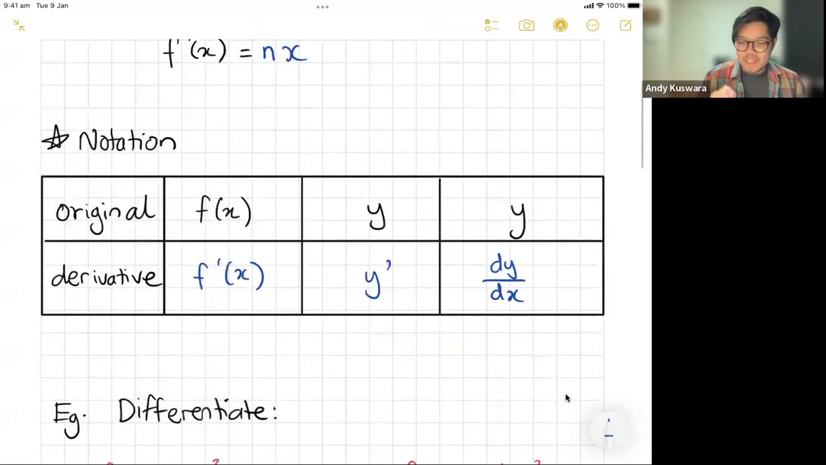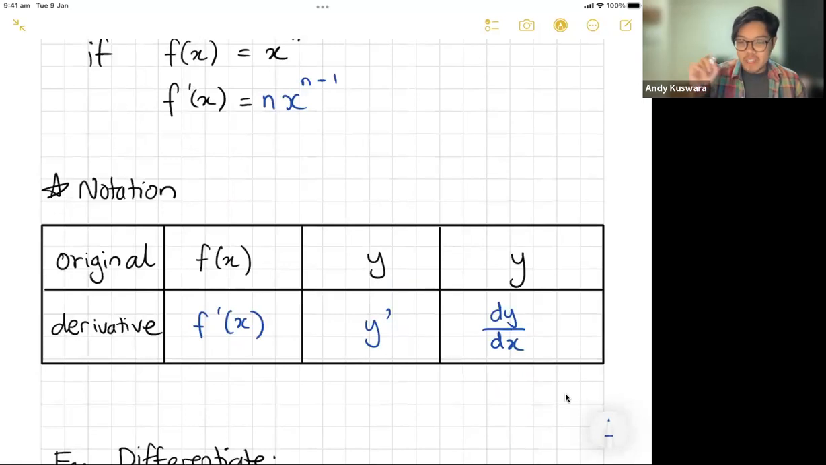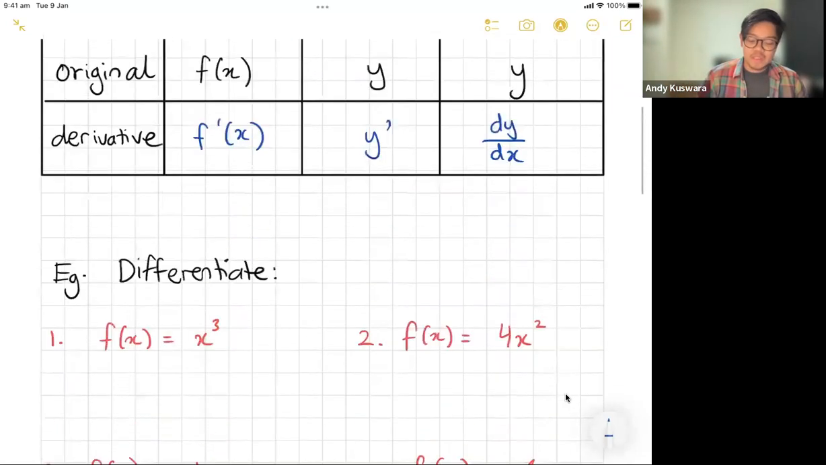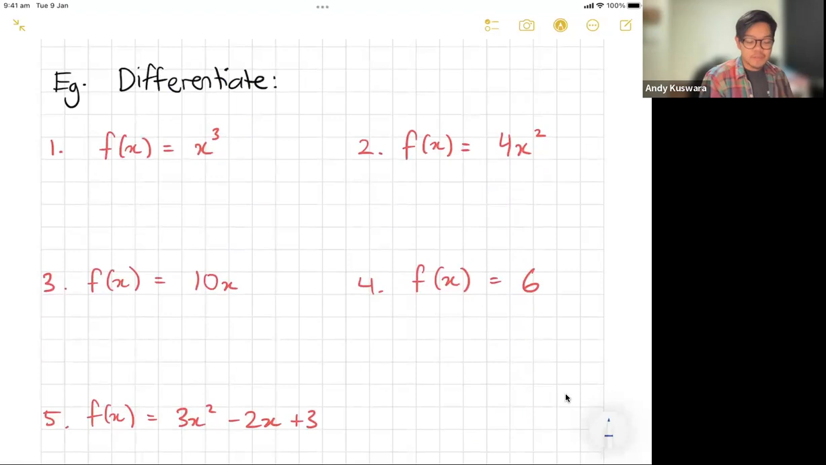In terms of the dy dx, it just means that you're differentiating y with respect to x. That's why it's dy over dx. You'll see how that's more important later on. But here we go. Let's do a couple of these ones here. I'm going to smash out these examples.